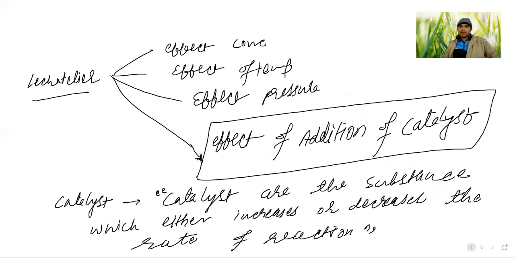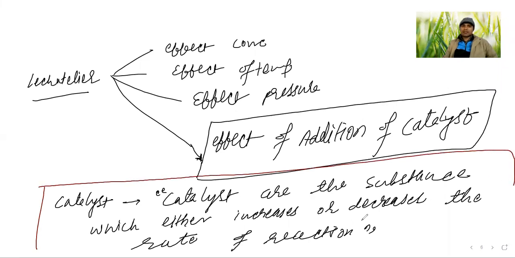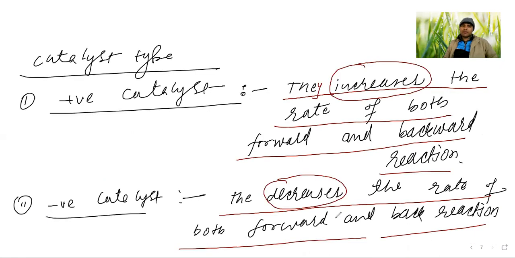So we need to write. Can you please write down the catalyst? Firstly, we need to understand what is catalyst. Catalysts are the substance which either increase or decrease the rate of reaction. Here, the second case we wrote, that is they increase the rate of both forward and backward reaction. So the rate of forward reaction is equal to the rate of backward reaction. So what will happen?